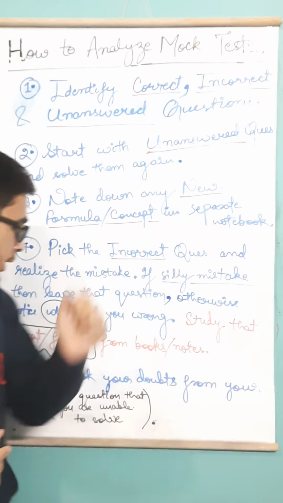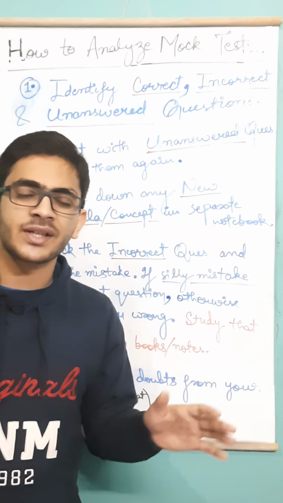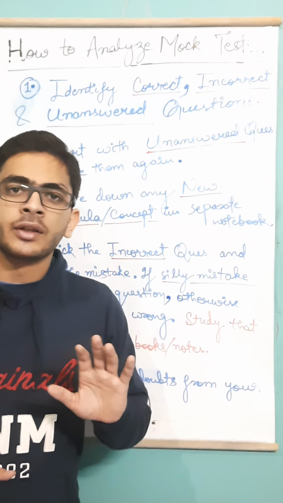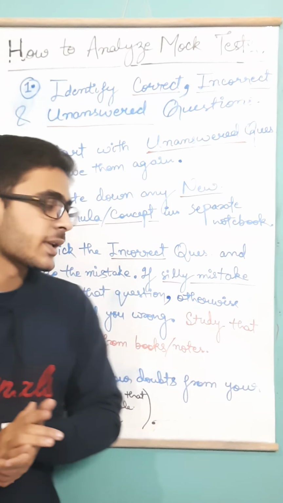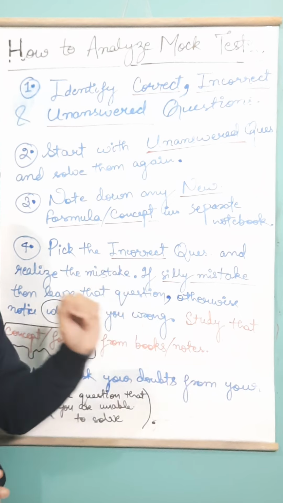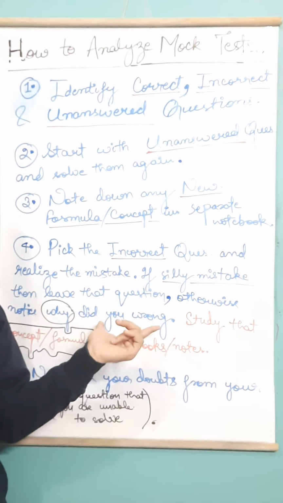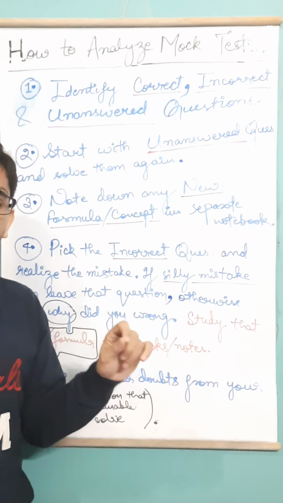If there is a silly mistake, then leave that question. You know that you have done a silly mistake, so there is no need to go back and solve the question again. You just remember that from the next test you don't have to commit that particular mistake. So if there is a silly mistake, leave that question. Otherwise, if there is no silly mistake, then notice why you did it wrong, or where that question went wrong.